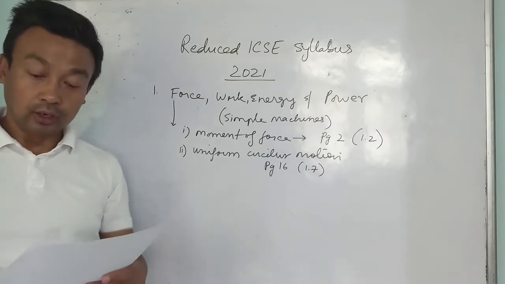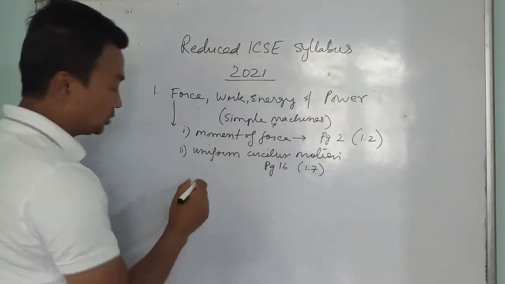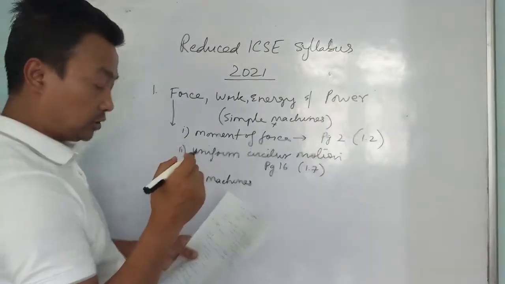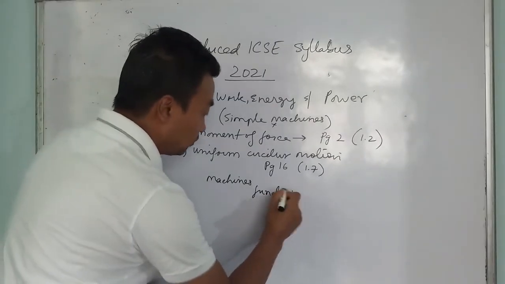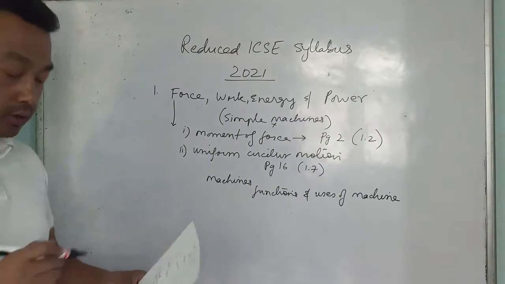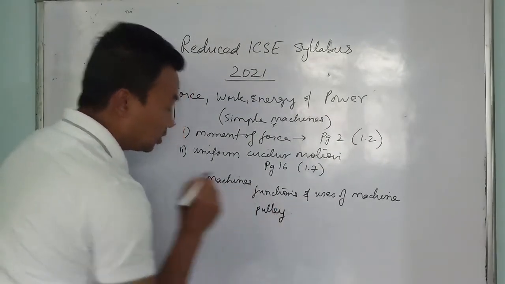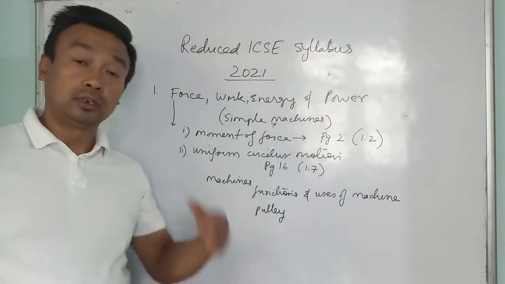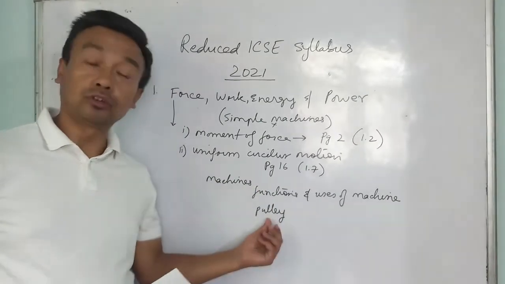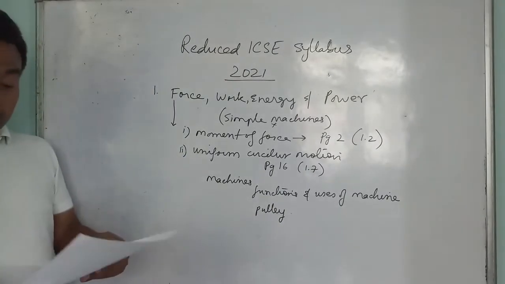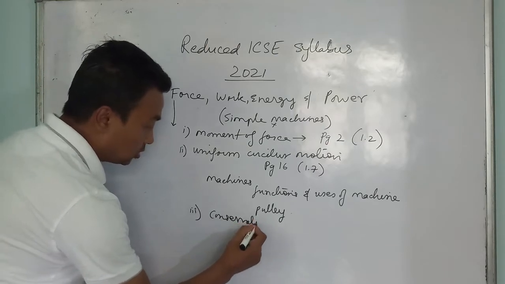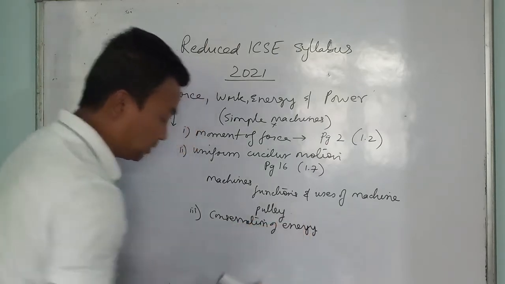Then you have machines. In the machines you have the functions and uses of a simple machine. Then you have the pulley. In the last classes we have almost discussed the types of pulleys, the diagrams, and the combination of pulleys. Then the last one is the conservation of energy. This is also a very simple topic.